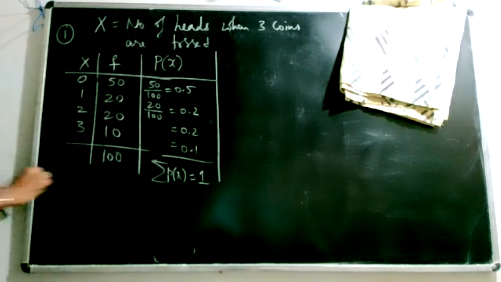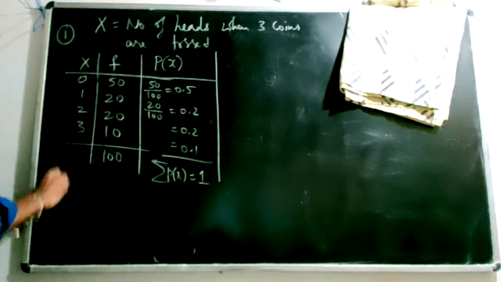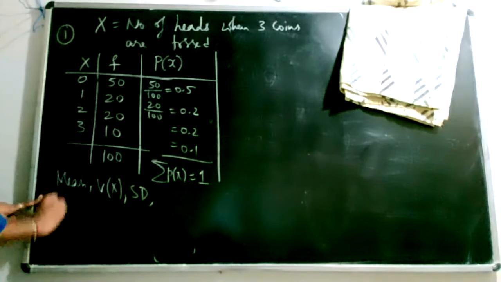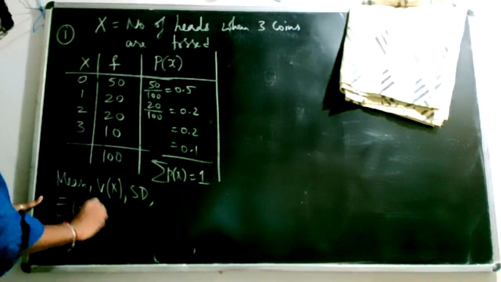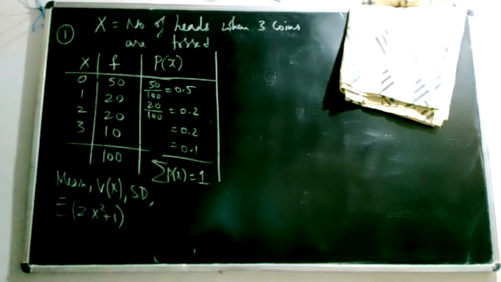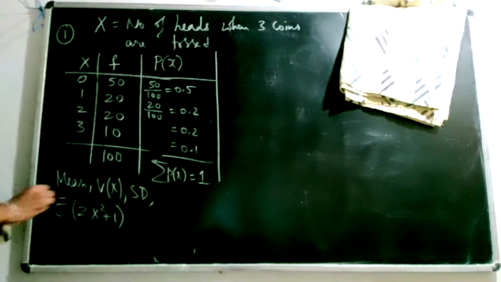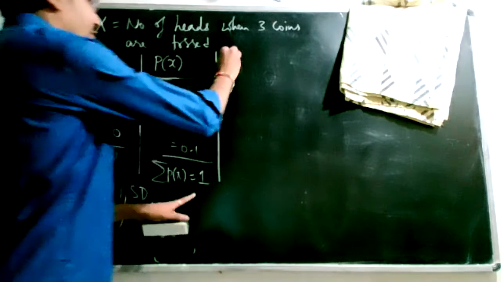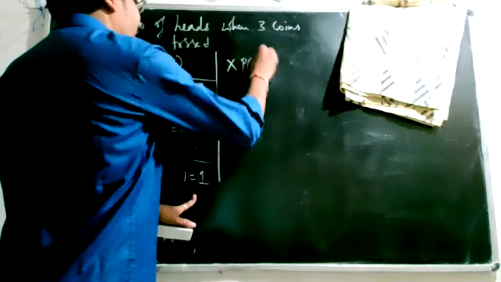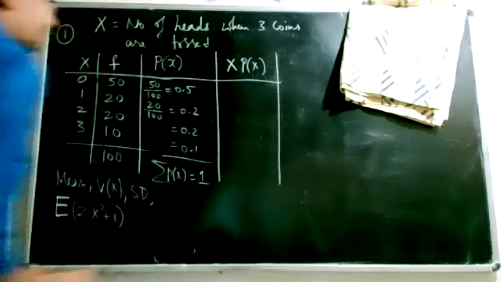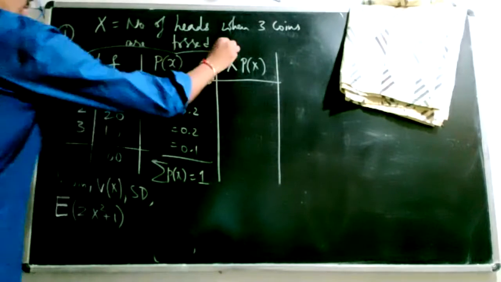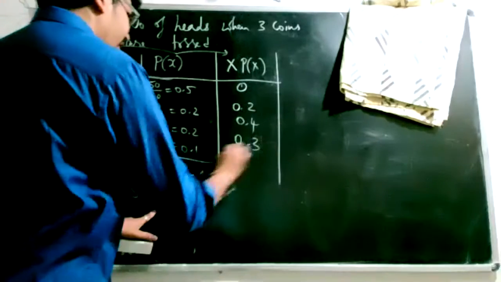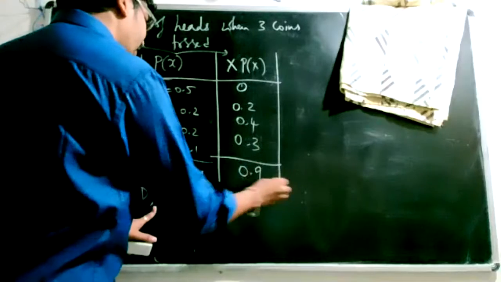So we'll find the mean, variance, standard deviation, and then say expectation of 2x square plus 1. So this is the question. To find the mean, I need expectation of x, which is x into px. So we'll have the column x and p multiplied. So I'll get 0, 0.2, 0.4, 0.3, and the total comes to 0.9.